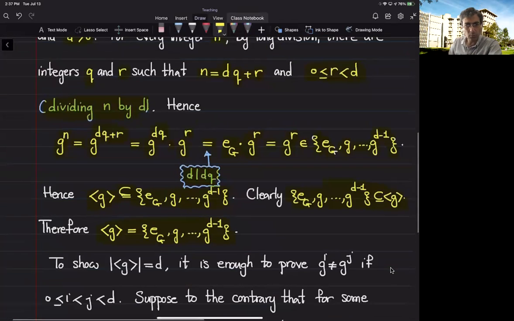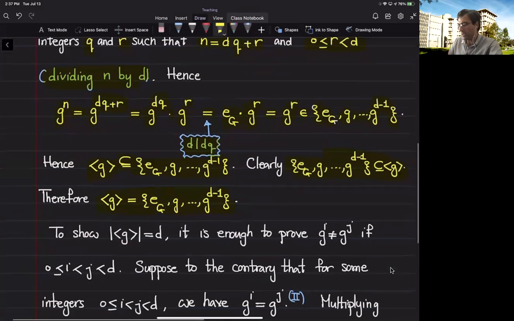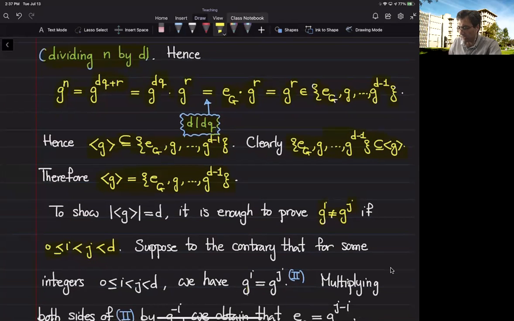Now I want to argue why these elements are distinct. They cannot be the same. That's what I want to show. So I pick two powers, i strictly less than j, both of them non-negative and strictly less than d, and I want to show that g to the i is different from g to the j. Now suppose that it's not the case. We got unlucky and g to the i happens to be the same as g to the j, even though i is strictly less than j and j is strictly less than d, and they are both non-negative.